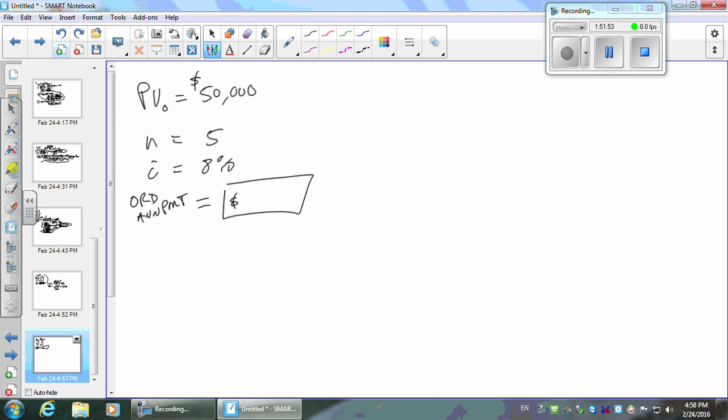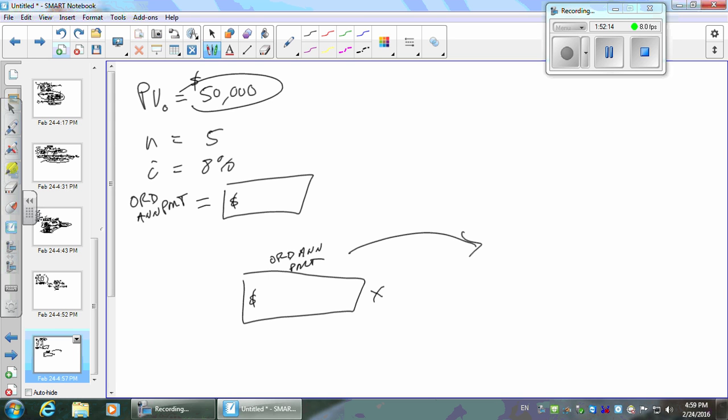The way I like to set them up, just my personal preference, is I like to take the ordinary annuity payment first. So I always set them up the same way and solve for whatever I don't know. Okay? You can do whatever you want. You can divide instead if you want. Some ordinary annuity payment times the factor. And this time, what do I know? I know the present value. Right? What's the present value? 50,000.